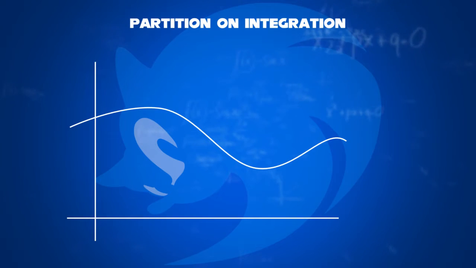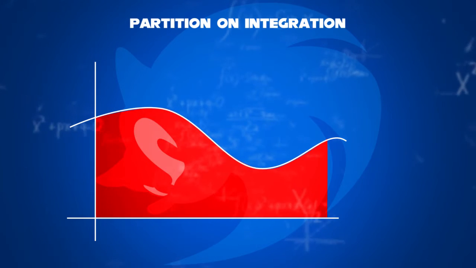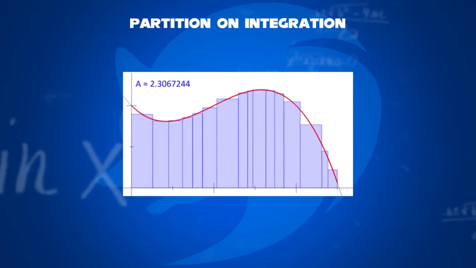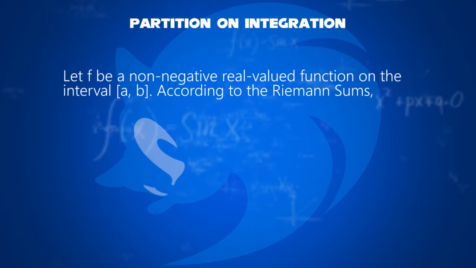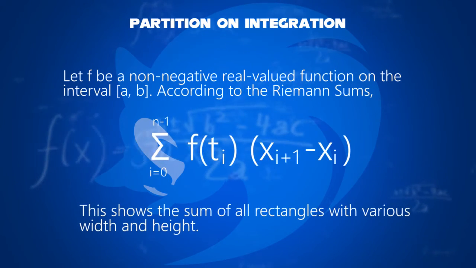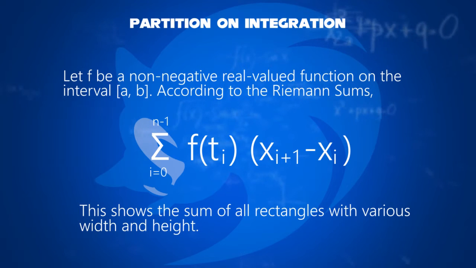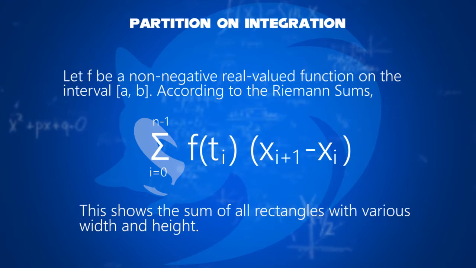Now, back to this topic. When you increase the number of strips, this reduces an error in the decimal value. It is not necessary to be regular in this form. Let's take f, which is a real valued function defined on the interval a and b. For Riemann sums, we take the summation from i equal to 0 to n minus 1, f of ti times x of i plus 1, minus xi.